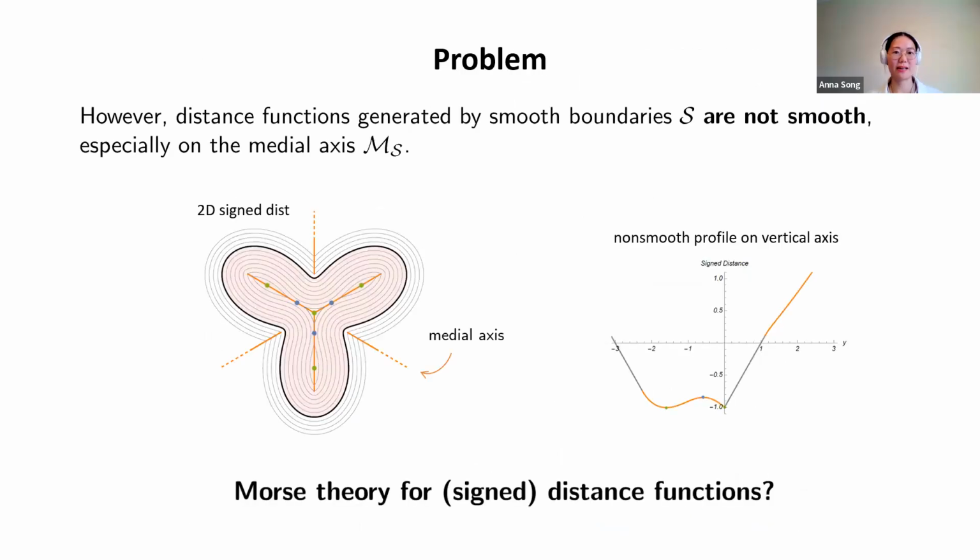Okay, the problem here is that distance functions, even those generated by smooth boundaries, are not smooth as functions, especially on the medial axis and the cut locus, which is the closure of the medial axis. As you can see here, when you sample the signed distance function along the vertical axis, the arranged bits are on the medial axis, and you can see that it's actually not smooth. So the question is really our motivating question: can we build or generalize the two Morse lemmas to signed distance functions?